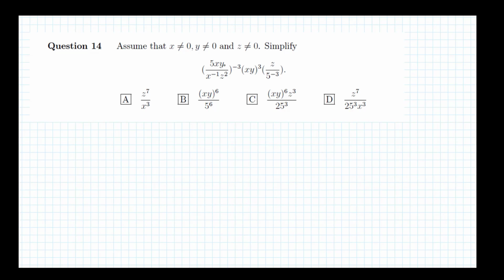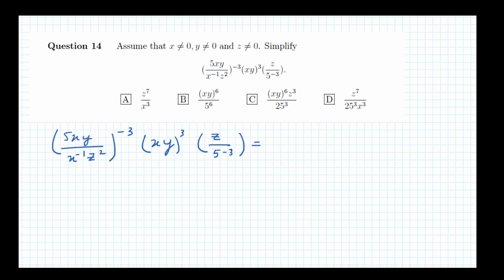Question 14, we will use most of the power rules. So we will assume that x, y, and z are not equal to 0, and we want to simplify the expression (5xy divided by x to the power of negative 1 z squared) to the power of negative 3 times (xy to the power of 3) times (z divided by 5 to the power of negative 3). As a first step, we will get rid of the negative powers if you want to make things simple. As you see in the first parenthesis, we have x to the power of negative 1 in the denominator, so we raise it up and we change the power of x to x squared.